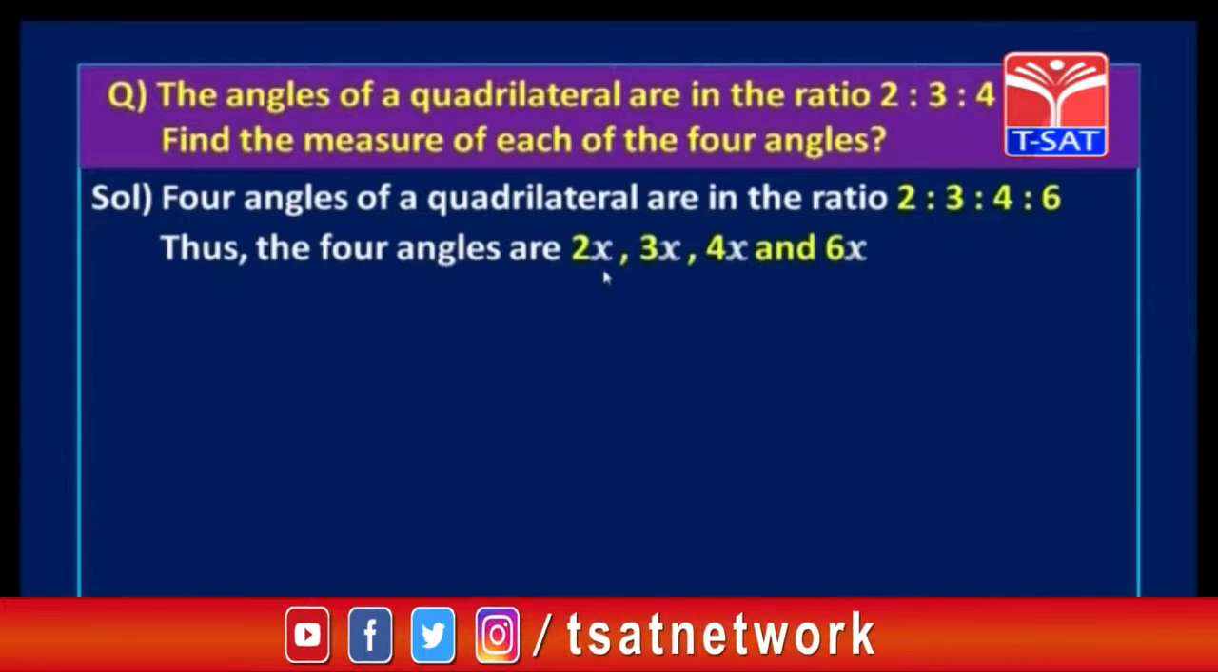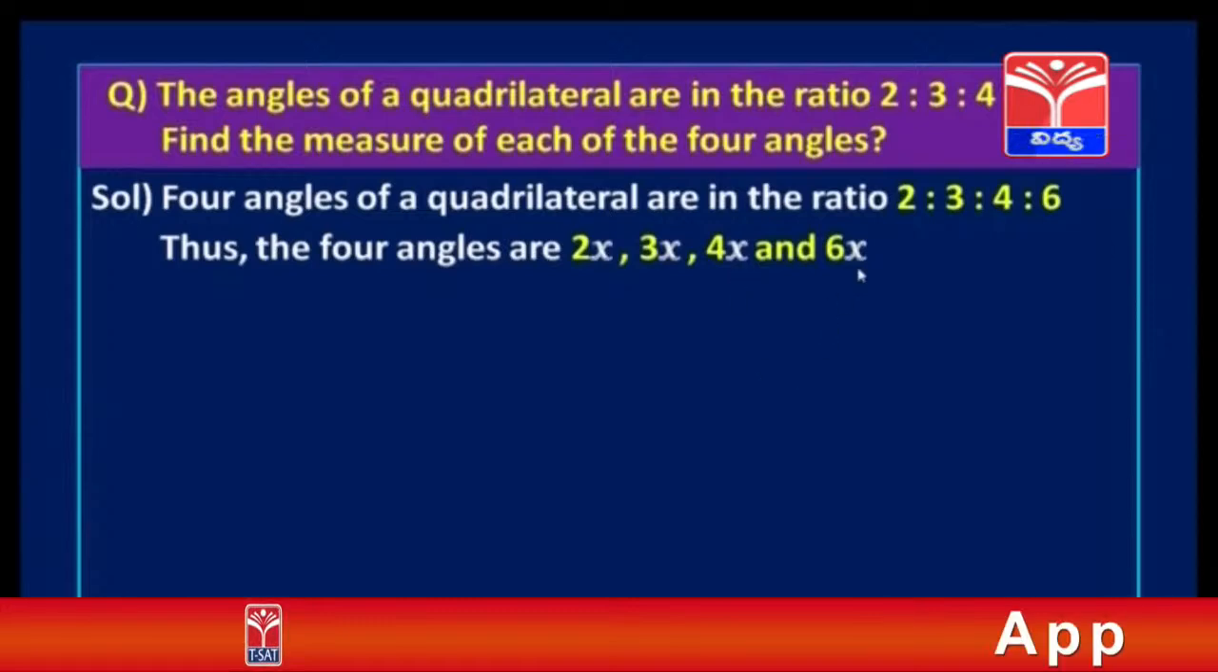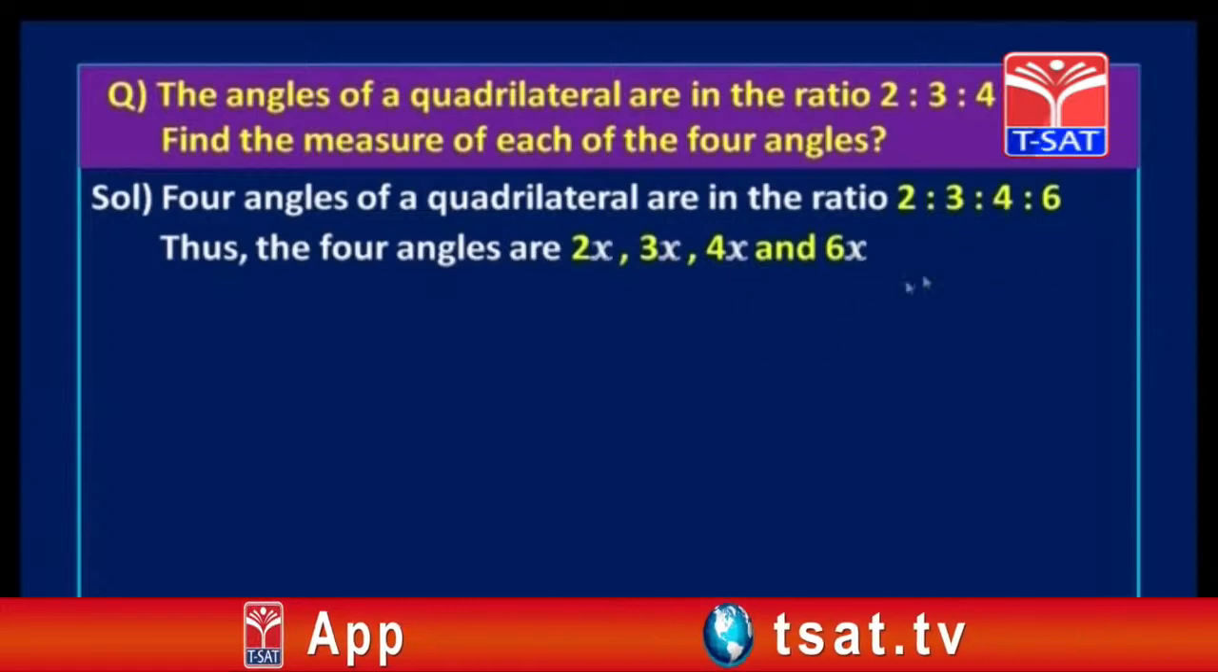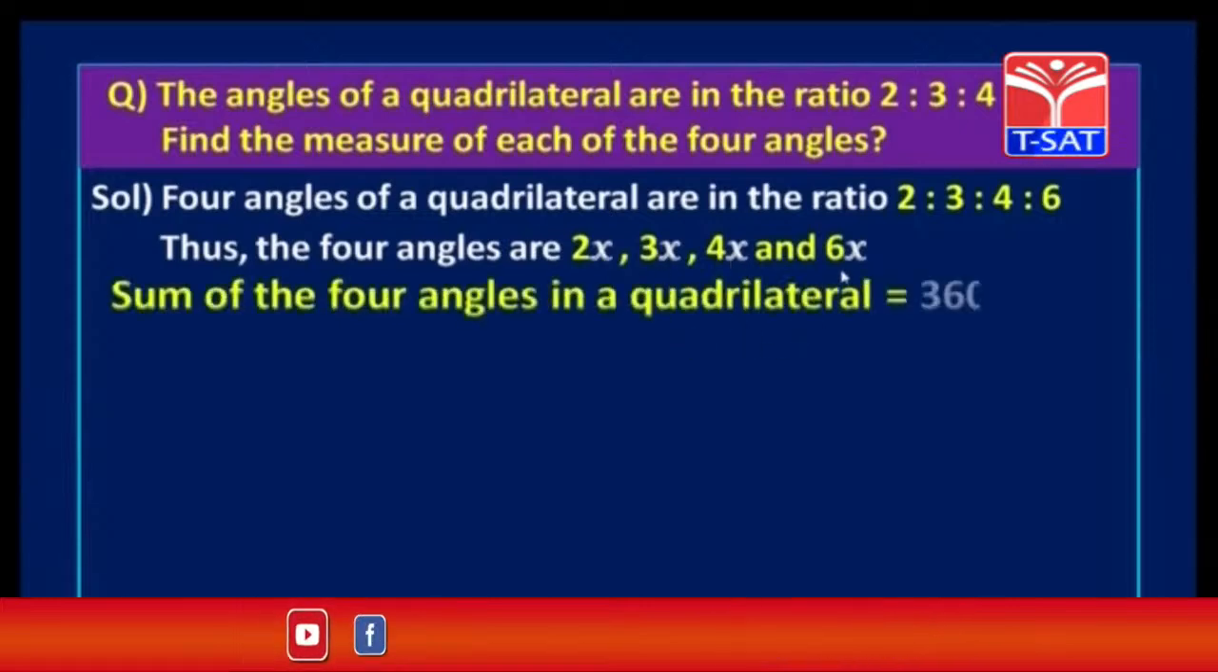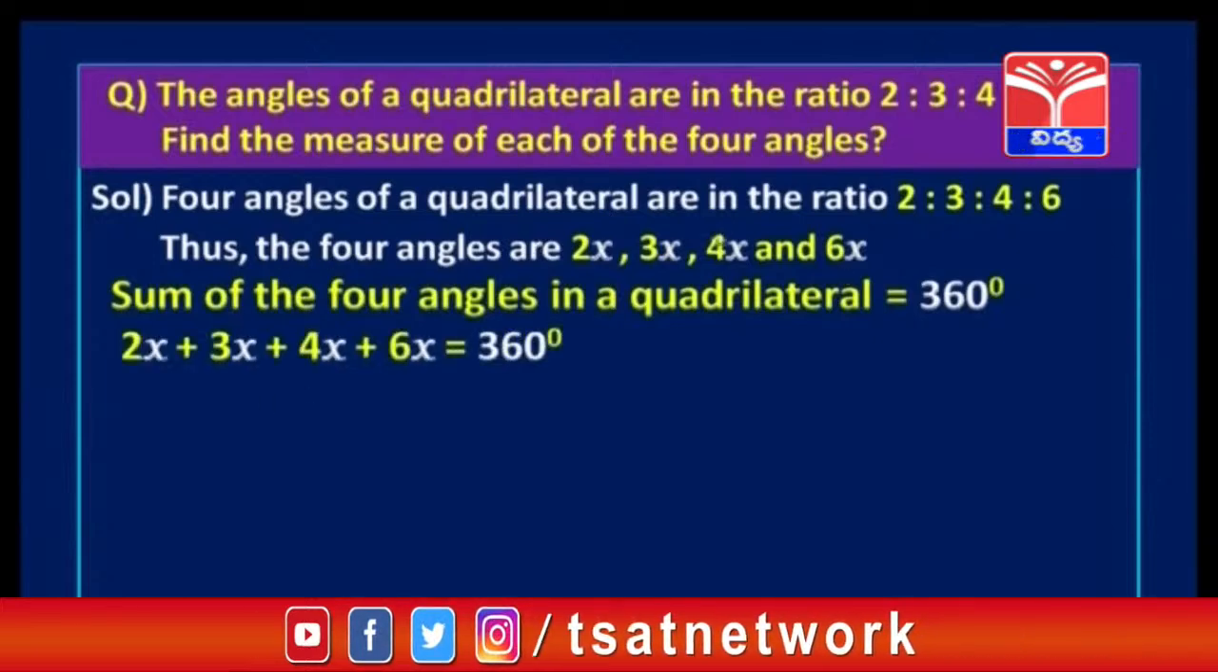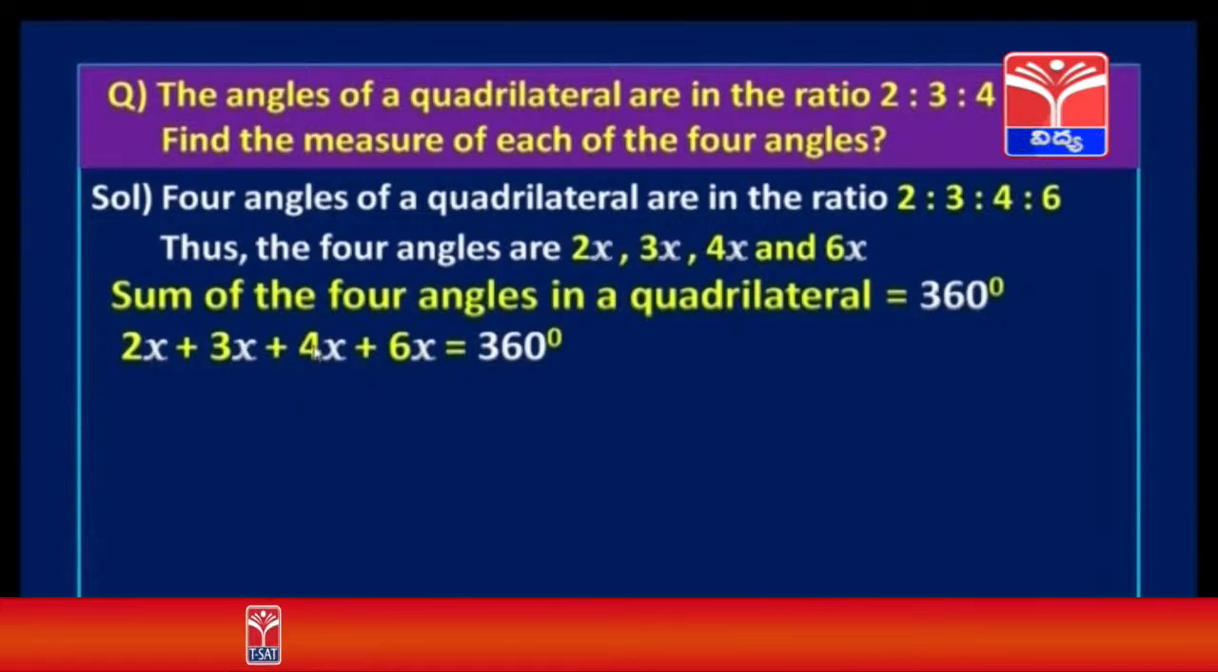2:3:4:6, I am getting 2x, 3x, 4x, 6x. If I take 1:2:3:4, what will I get, children? Yes, x, 2x, 3x, 4x. Now you know that the sum of four angles in a quadrilateral is 360 degrees. So what do I have to do? Yes, you have to add them. 2x plus 3x plus 4x plus 6x equal to 360 degrees.